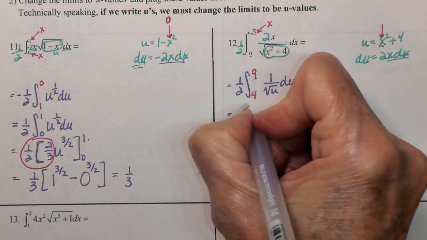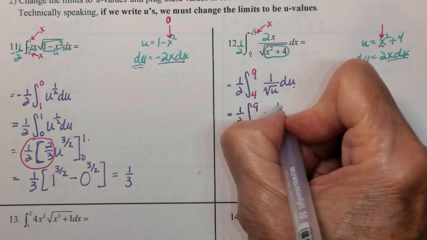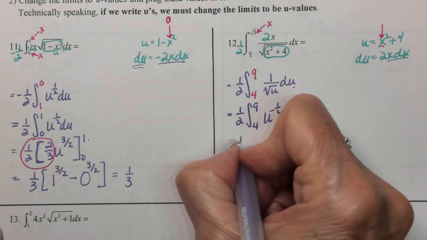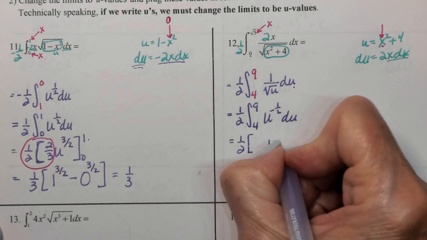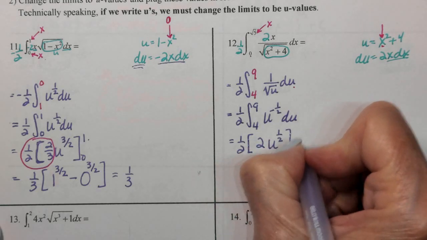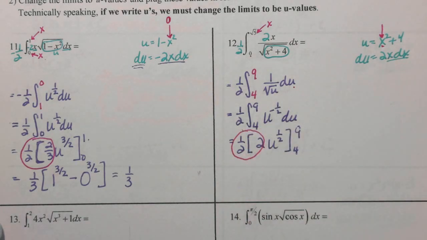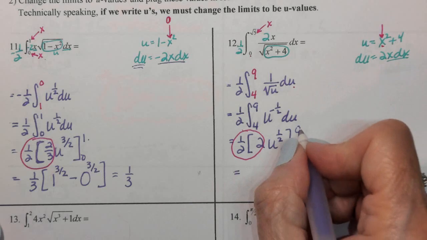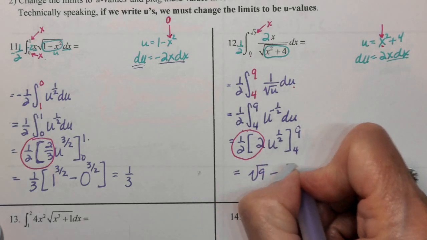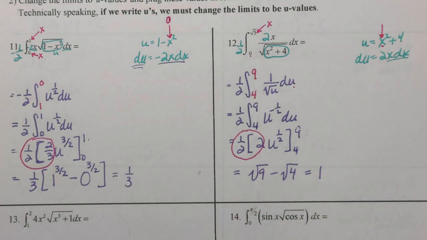Okay. I'm going to bring the u to the top, give it a negative power, and use the power rule. Raise your power by 1, divide by your new power, multiply our numbers together, and that's just a 1. So we get 9 to the 1/2 minus 4 to the 1/2. 3 minus 2 is 1. Okay?